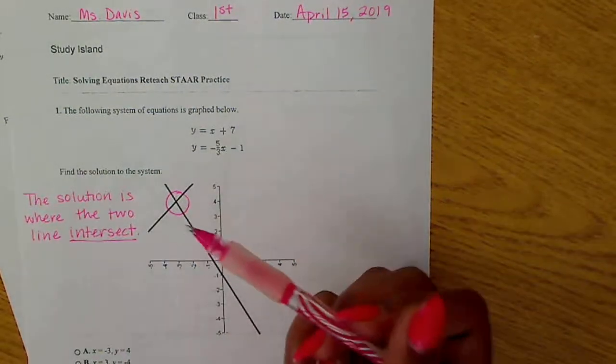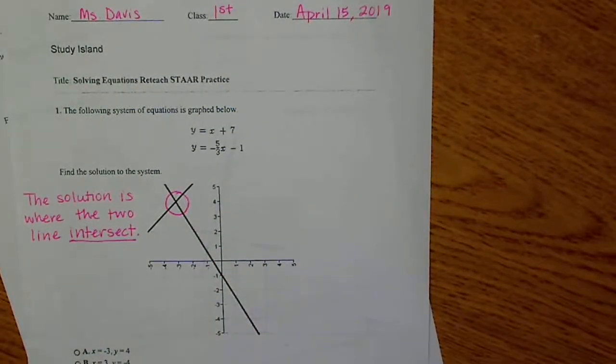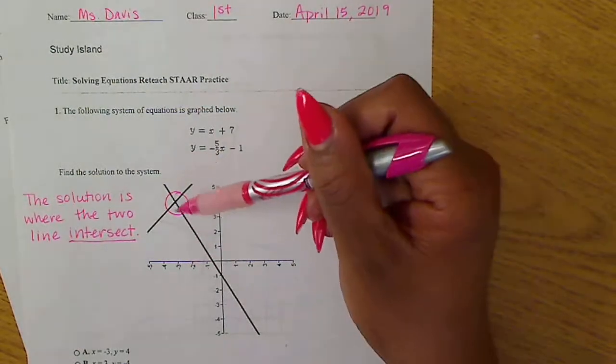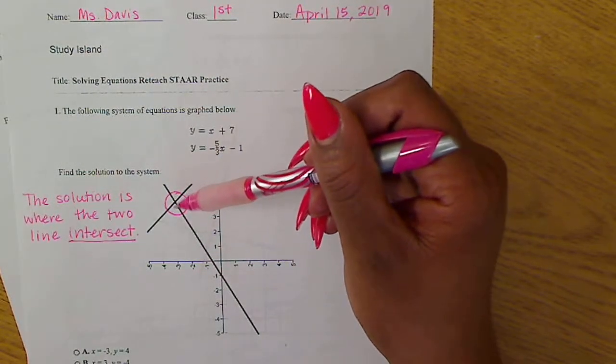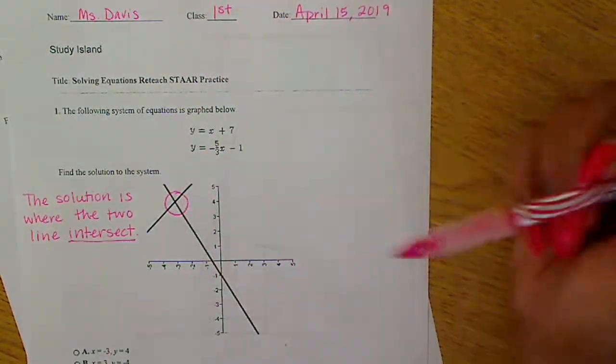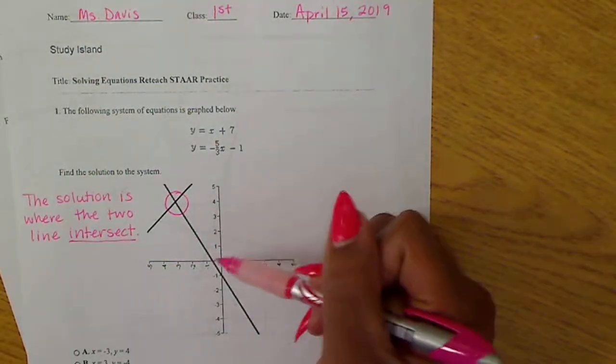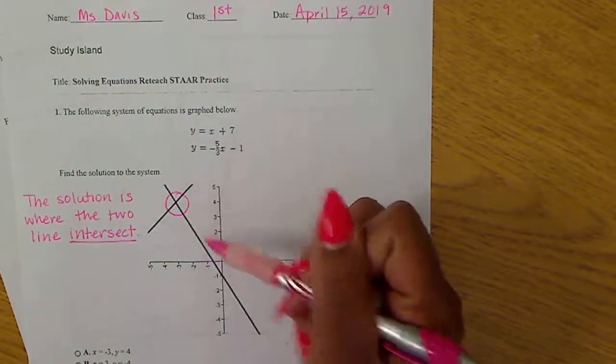Think of the word intersect like an intersection, like of two streets. You know, where you get to the stoplight and we all have to decide who got there first or whatever. So wherever the coordinates of this intersection are is the solution of the system. So what are the coordinates of the intersection?